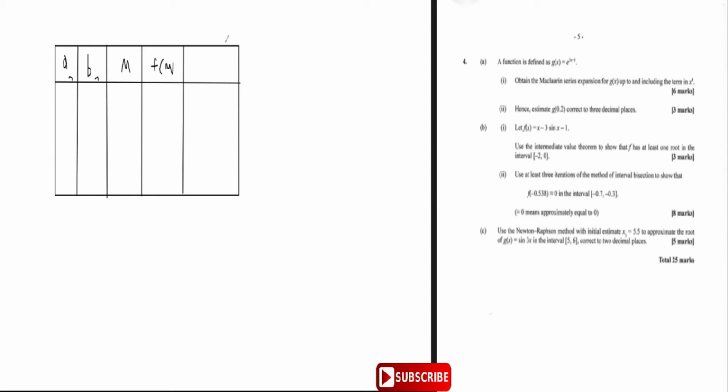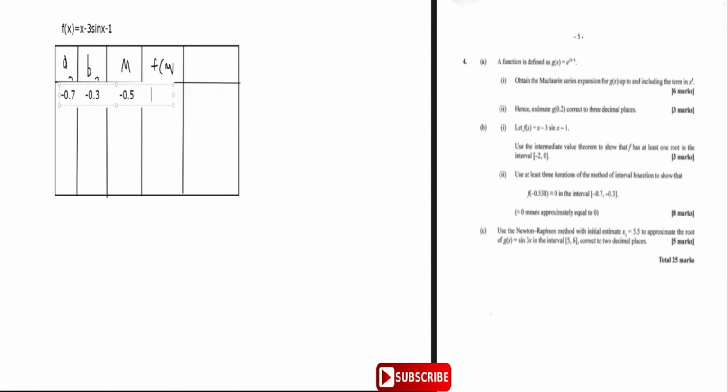All right, and just to write down what f of x was, remember f of x is equal to x minus 3 sine x minus 1. And the values that they gave us to start with are, I think, minus 0.7 and minus 0.3. Now, if you find the midpoint of those two, minus 0.7 plus minus 0.3 divided by 2 is negative 0.5.